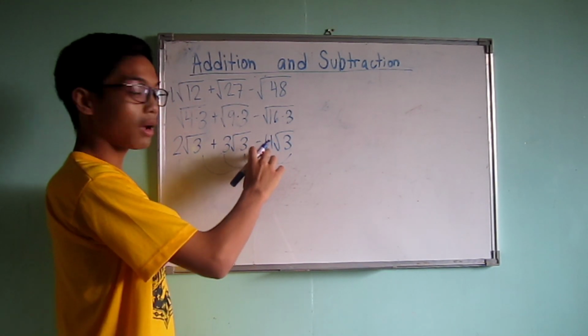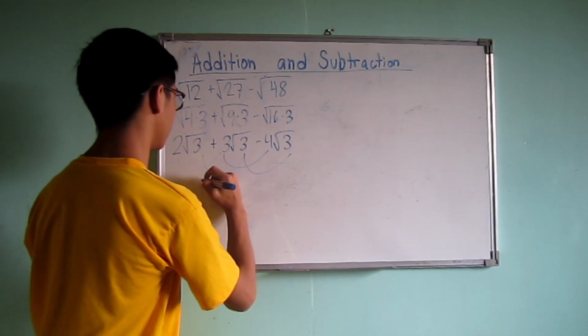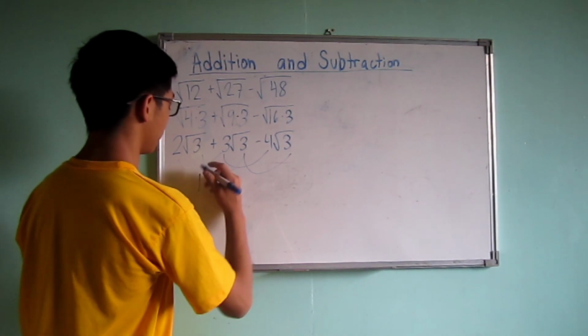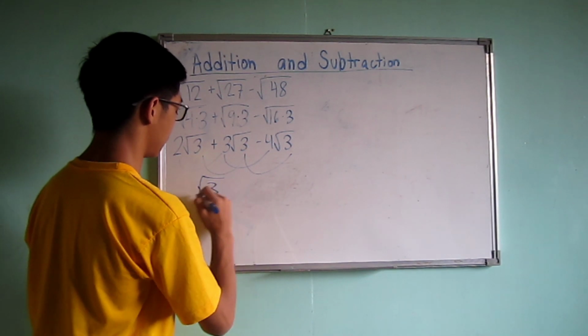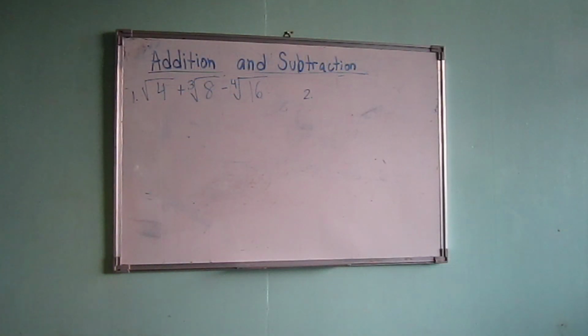5 plus minus 4 is 2, is 1. So we don't need to write the 1. So square root of 3 is the answer.